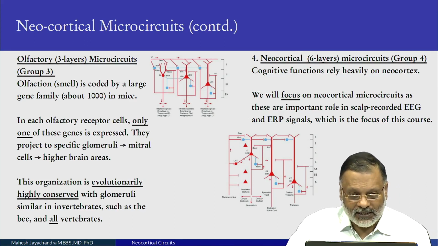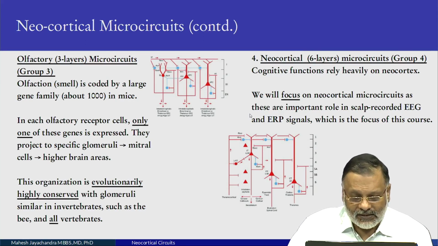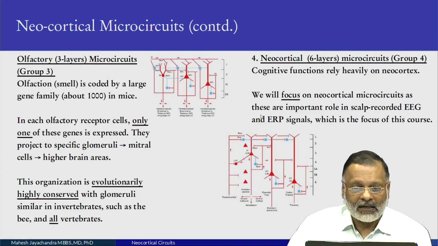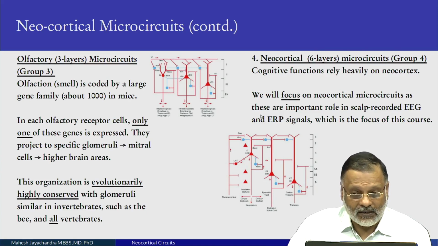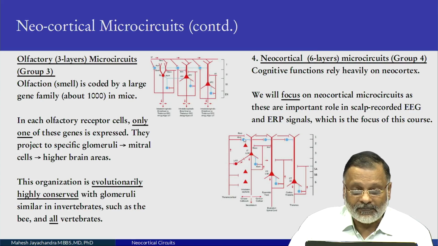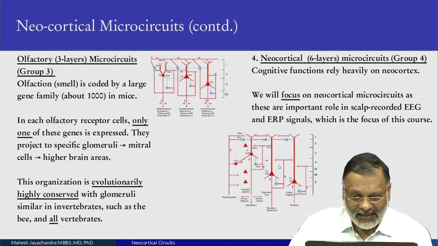The neocortex, which is the main part of the brain involved in primate cognition, consists of 6 layers. And cognitive functions heavily rely on the neocortex. We will focus on neocortical circuits because they are important for scalp recorded EEG and event related potentials, ERP signals, which is the focus of this course. So below here is a picture of the 6-layered cortex, a schematic again.